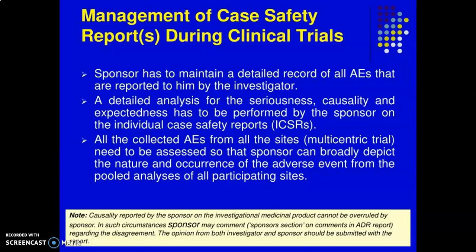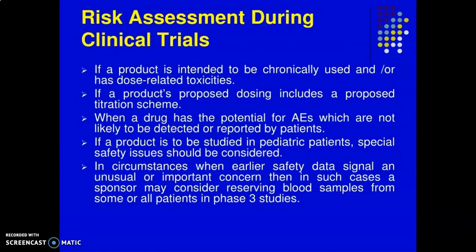Even sometimes all the adverse events collected from all the centers, because multi-center trials may be conducted, they are going to check those adverse events, because many times, genetically, some regions may get some adverse event or adverse reaction that cannot be observed in the others. So they are going to pool all the events and decide later. So this is how they manage safety reports and case reports during clinical trials.